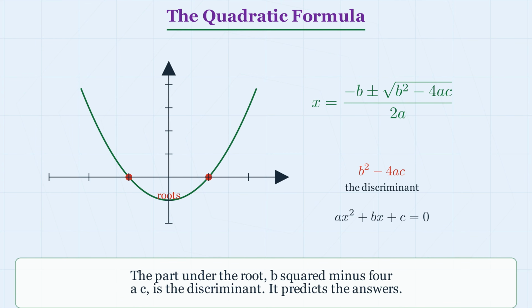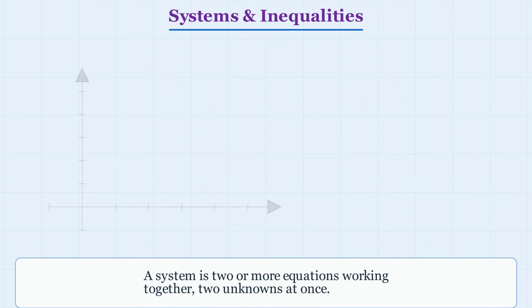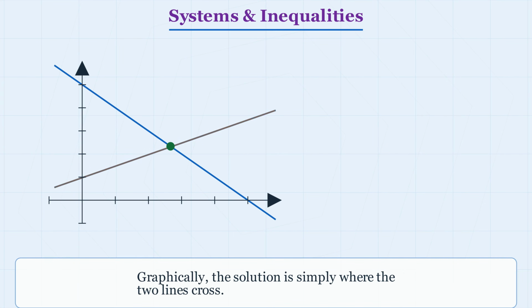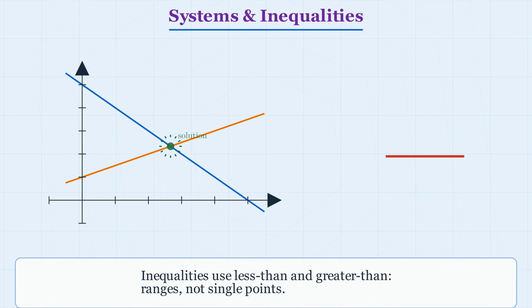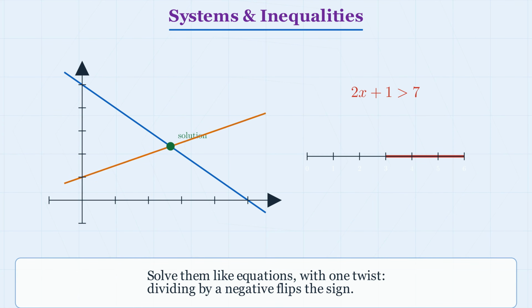It predicts the answers. A system is two or more equations working together, two unknowns at once. Graphically, the solution is simply where the two lines cross. It's how a GPS finds you, and how stores find their break-even point. Inequalities use less than and greater than: ranges, not single points. Solve them like equations with one twist. Dividing by a negative flips the sign.